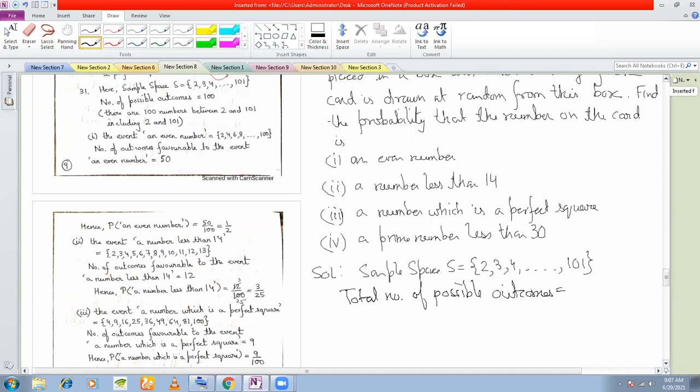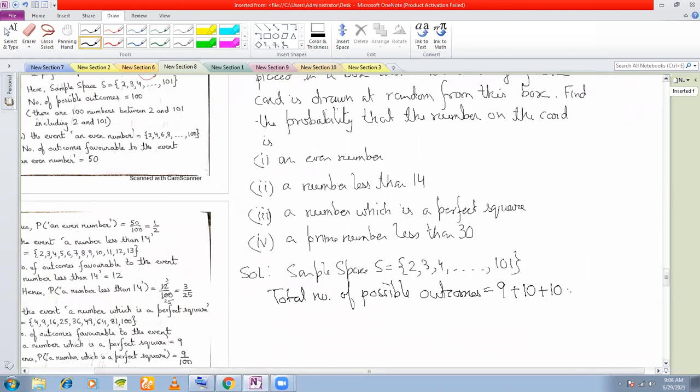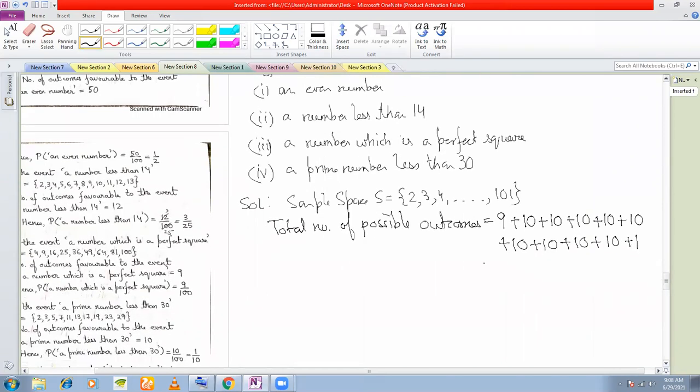Here, between 2 and 10, if you count, you have 9 numbers, inclusive of 2 and 10, right? From 11 to 20, you have 10 numbers. Again, 21 to 30, you have 10 numbers, and so on. 31 to 40, 41 to 50, 51 to 60, 61 to 70, 71 to 80, 81 to 90, 91 to 100, and you have 101 also. So you add a +1.